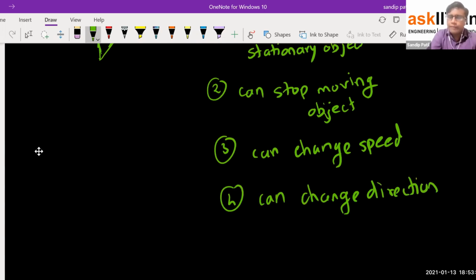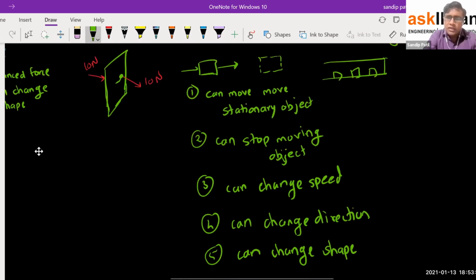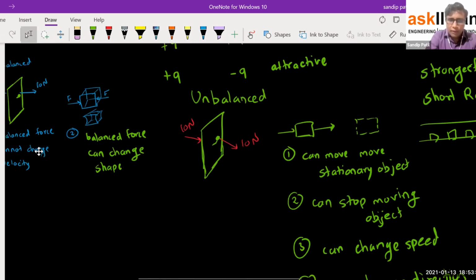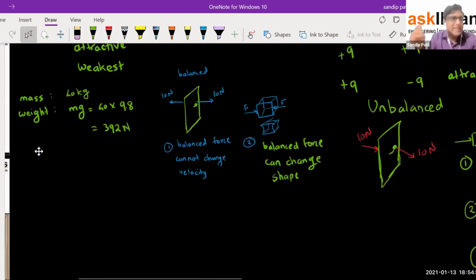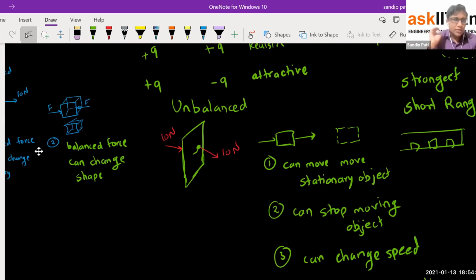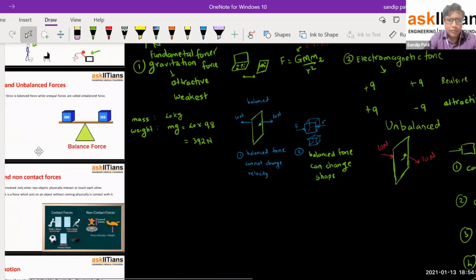What about shape? Can it change the shape? Yes, it can also change the shape. These are all the points you should remember about the unbalanced force. So we have seen two things, balanced force and unbalanced force. Two points about the balanced: first, it cannot change velocity. Second, it can change shape. About unbalanced, it can give motion to the stationary object, it can stop the moving object, it can change speed, it can change direction, it can change shape. Simple, right? Then let's move to the next point.